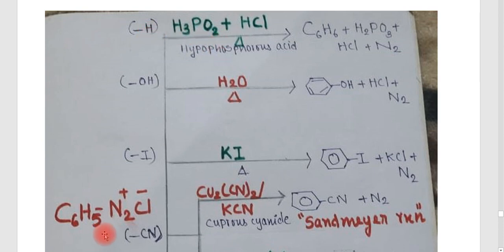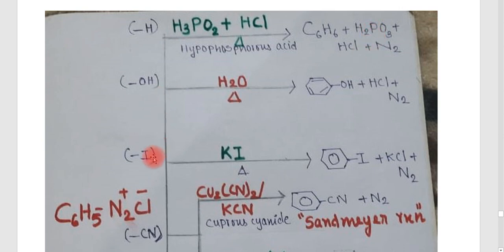This benzene diazonium chloride solution is heated in the presence of hypophosphorus acid, that is H3PO2 plus HCl, and the nitrogen is replaced with the hydrogen, and that is C6H6. You are getting the product as benzene, and the byproduct as H3PO3 plus HCl plus N2. That is the first reaction. This benzene diazonium chloride solution is reacted with the hypophosphorus acid, and you are getting the product as benzene.